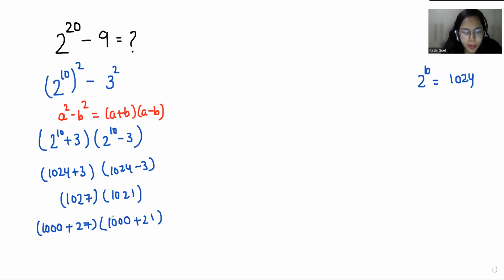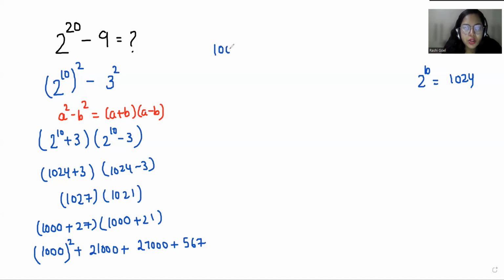Now we multiply the brackets. So 1000 times 1000 is 1000 squared, plus 1000 times 21 is 21,000, plus 27 times 1000 is 27,000, and 27 times 21 is 567.